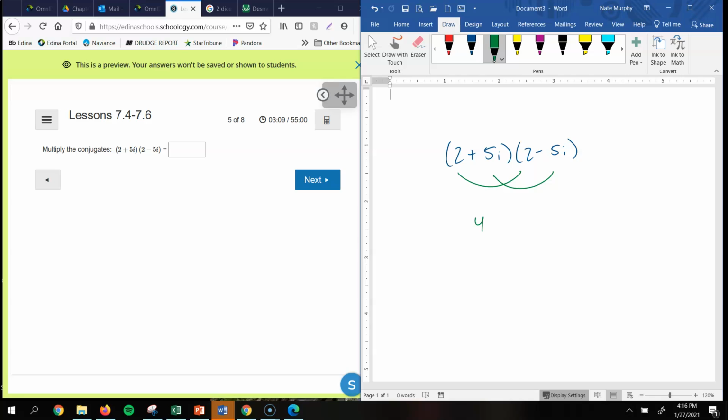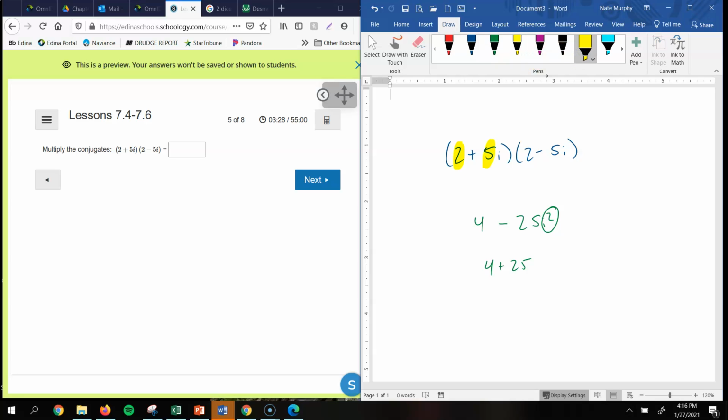And 2 times 2 is 4, and 5i times negative 5i is negative 25i squared. But remember, i squared is negative 1, so that would be the same as negative 25 times negative 1, or 4 plus 25.